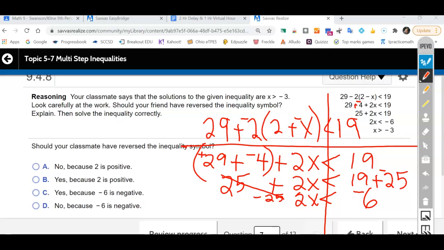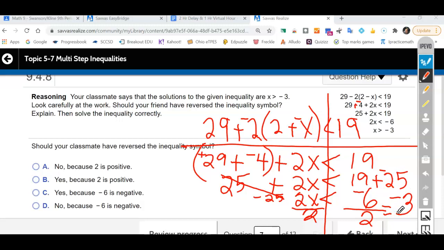Then the last, so now we're down to this. 2x is less than negative 6. So far, so good. To get rid of the x, we've got to divide by 2. Divide by 2. Okay? But this is going to give us a negative 3.